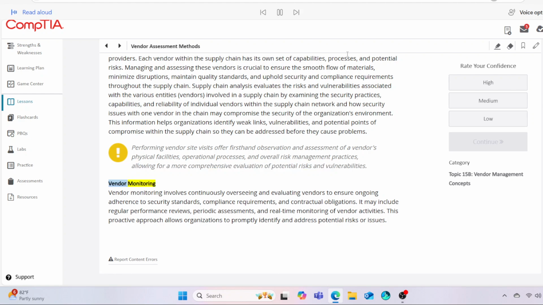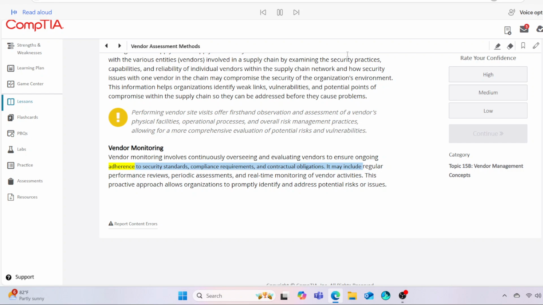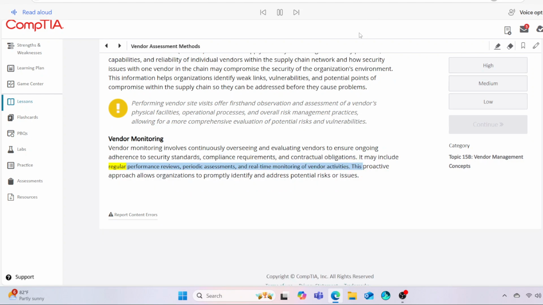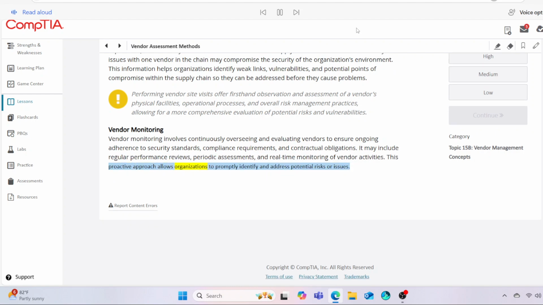Vendor monitoring. Vendor monitoring involves continuously overseeing and evaluating vendors to ensure ongoing adherence to security standards, compliance requirements, and contractual obligations. It may include regular performance reviews, periodic assessments, and real-time monitoring of vendor activities. This proactive approach allows organizations to promptly identify and address potential risks or issues.